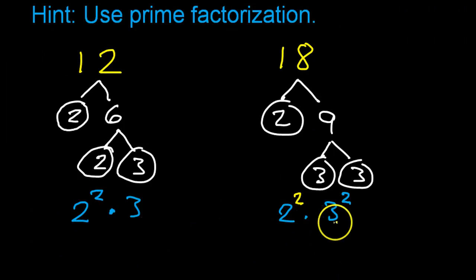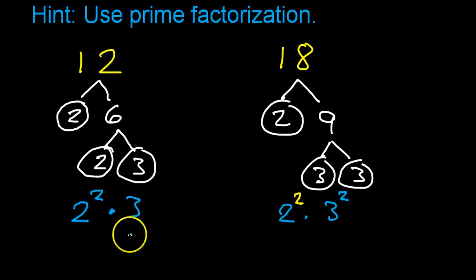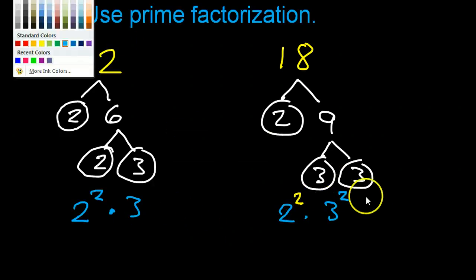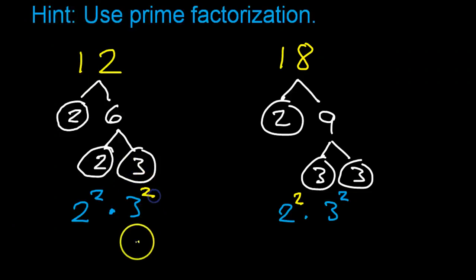Now I look at the 3's. This is 3, but this is 3 squared. You can only make it more, not less. You can't go, oh, how about we erase that 2? No, we're multiplying, so things will only get bigger, not smaller. So I can't erase the 2 to make them the same. But what I can do is square this 3. So now they're the same.